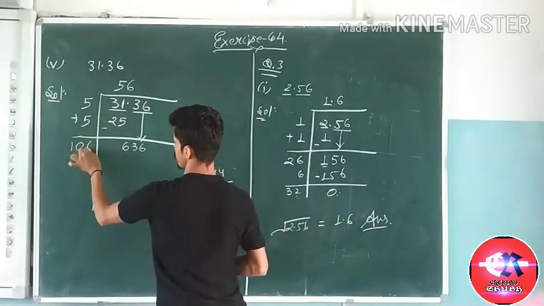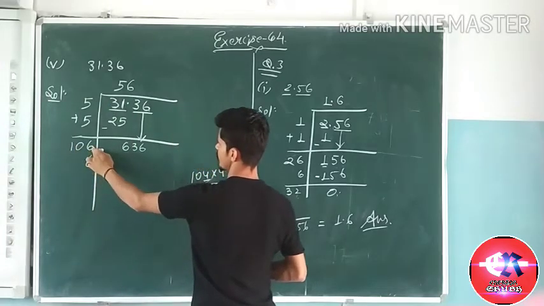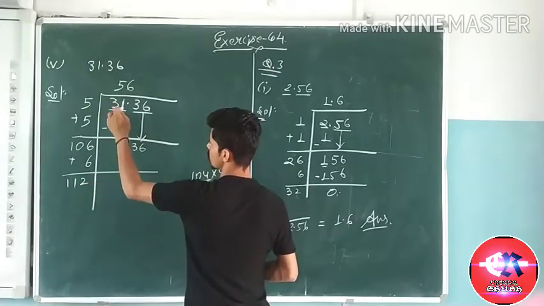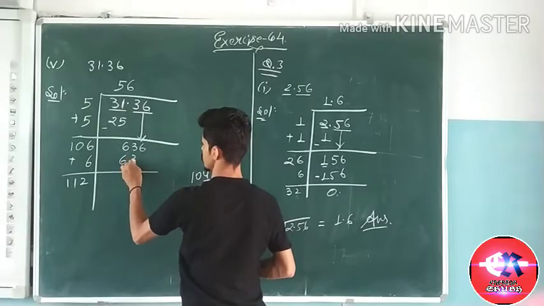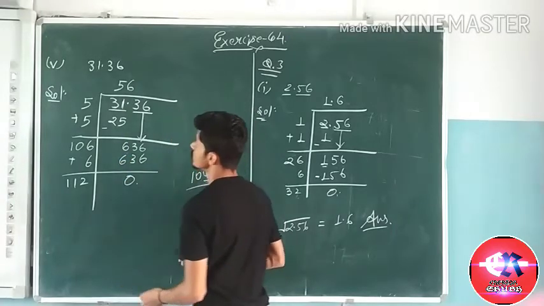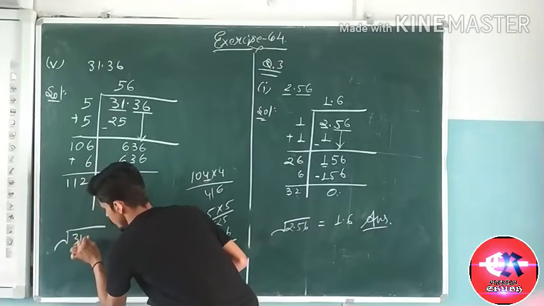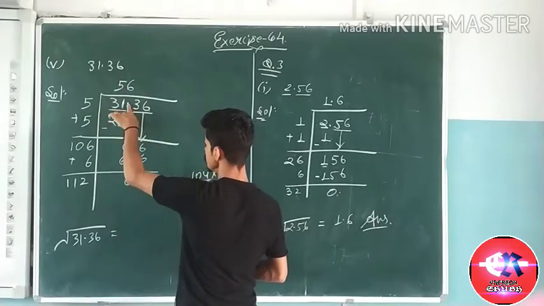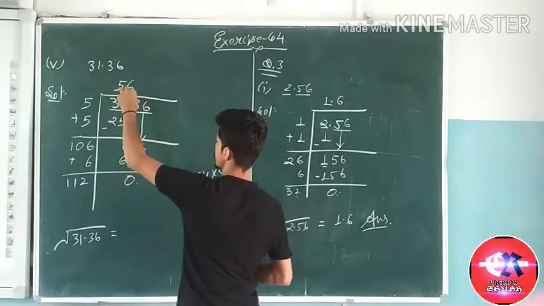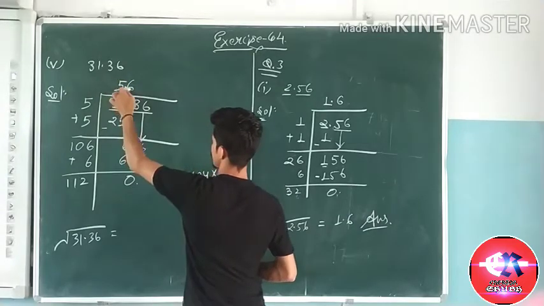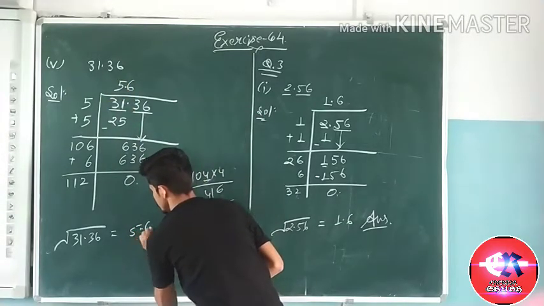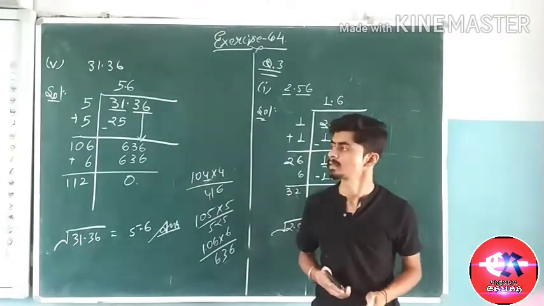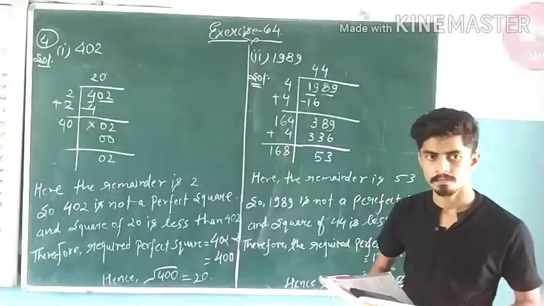So 106 into 6 we have taken here, so 6 will be added to the number also, so it becomes 112. Now 636 minus 636, we get remainder 0. So the square root of 31.36. One more thing, we have crossed the decimal here, we have taken 36 after crossing the decimal, so after 5 we have to put the decimal here. So 5.6 is the square root of 31.36. So that's all of question number 3. Question number 4.